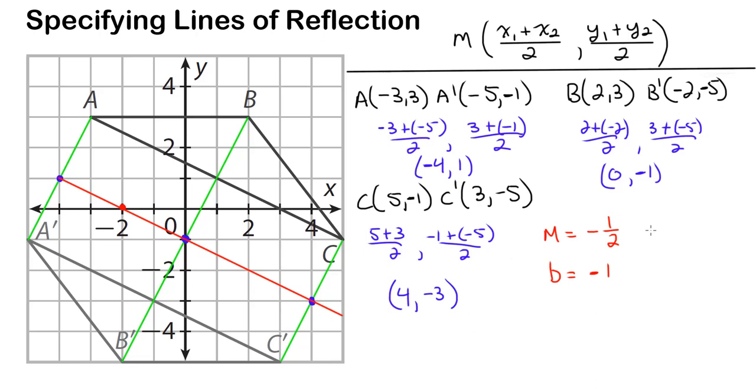And I could put that into my equation in slope-intercept form, which would be y equals negative half x minus 1. And that is the equation for the line of reflection in this example. In some other problems, it may be a little more difficult to identify the slope and y-intercept of the line, so you may need to use slope formula and one of the other forms, like point slope form, to get your equation. And if you don't know how to do that, then I suggest looking that up in another video.